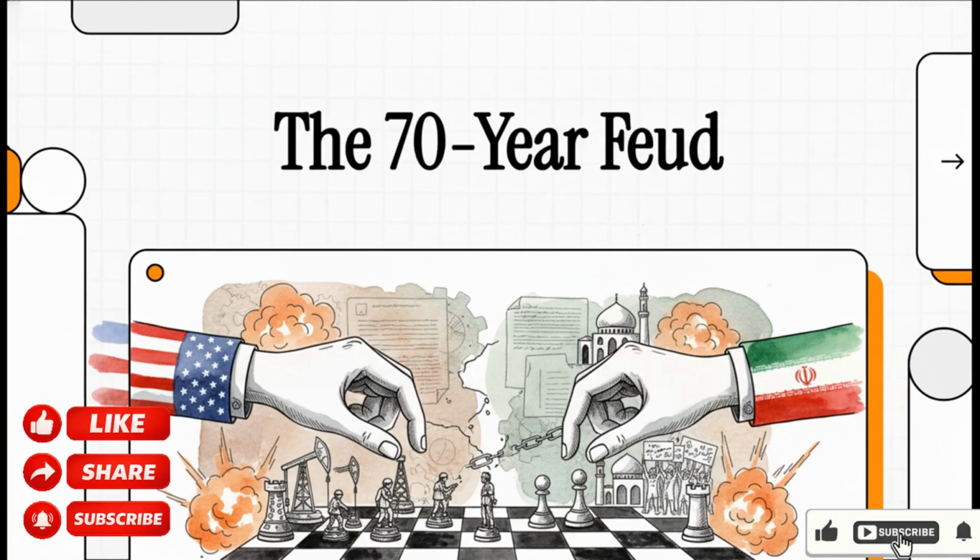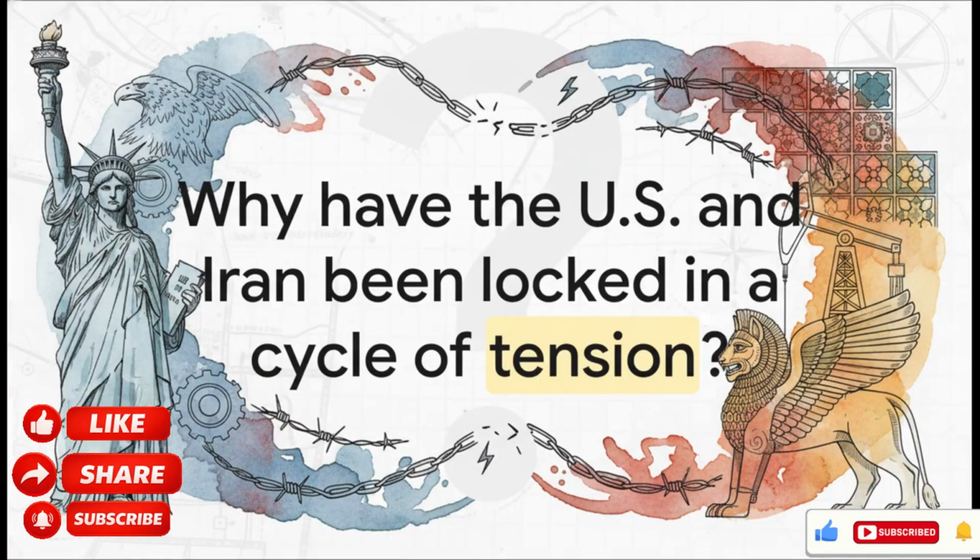And that tinderbox formally ignites in January 2020. The U.S. launches a targeted drone strike right outside the Baghdad airport, killing Qasem Soleimani. Yes. And he wasn't just some military officer. He was the commander of the Quds Force. He was the architect of the entire multi-decade proxy strategy we talked about earlier.